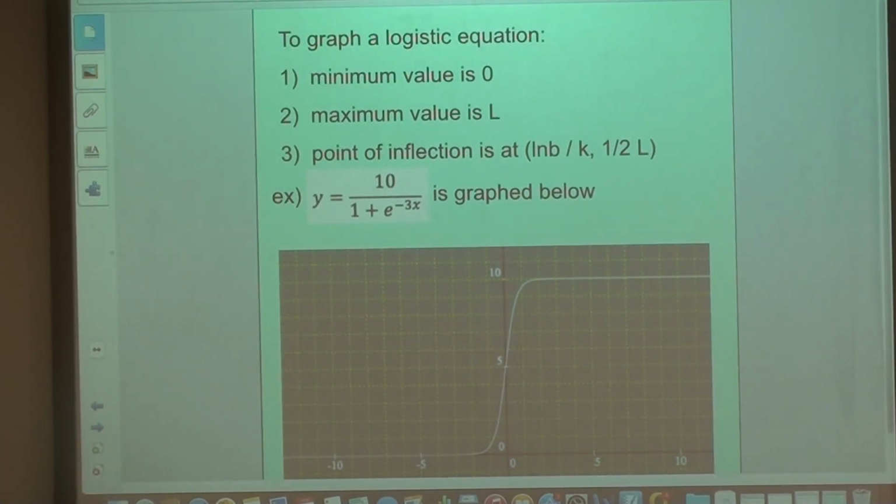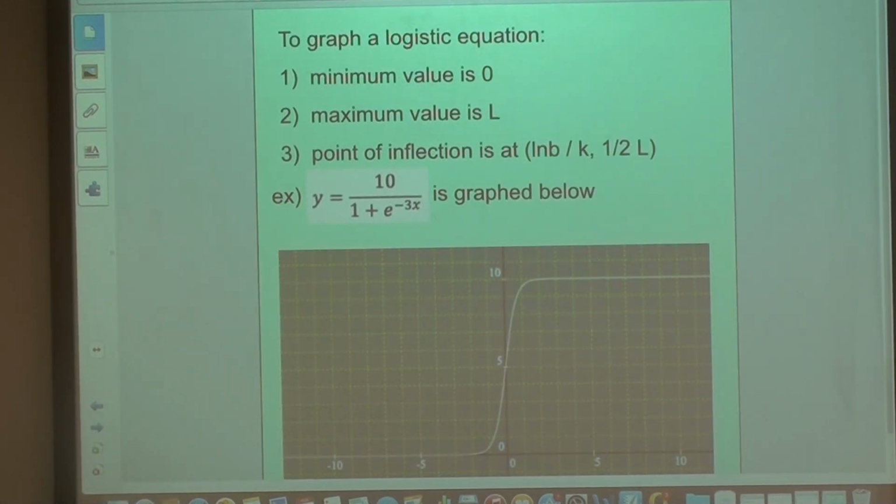I haven't seen any problems yet. That doesn't mean they don't exist, but I haven't seen any in my looking through past BC exams where you had to actually graph a logistic equation. However, you have to do it in your homework, and it's good to know what the shape looks like because it helps you understand the limits, and you will be asked about limits.